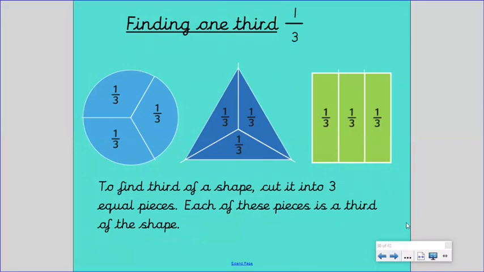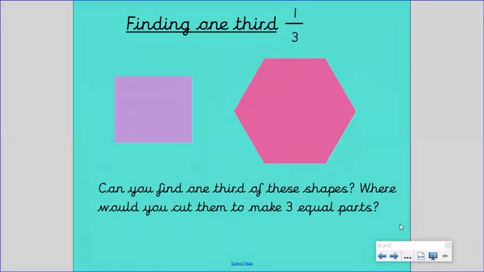Okay, moving on to finding 1/3 now. So to find a third of a shape, you cut it into 3 equal pieces. Each of these pieces is a third of the shape. So very similar to how we find a quarter and how we find a half. Can you find 1/3 of these shapes? Where would you cut them to make 3 equal parts? So this one here might be fairly tricky, but I'd like you to have a go. So pause the screen here. Where would you cut these to make 3 equal parts?